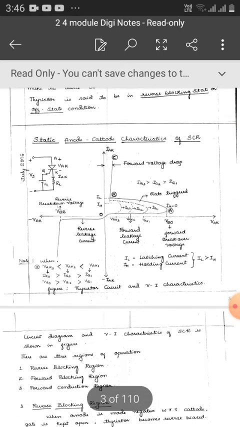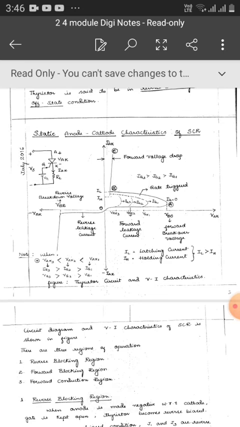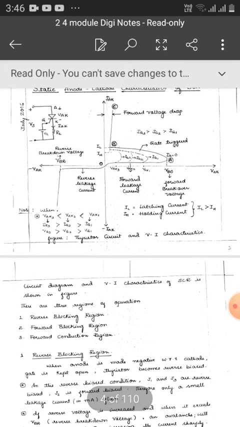Next is the static anode cathode characteristic of SCR. The working of the thyristor can be discussed in 3 modes: one is the reverse blocking mode, another is the forward blocking mode, and one more is the forward conduction mode. The figure shows the VI characteristic of the SCR.